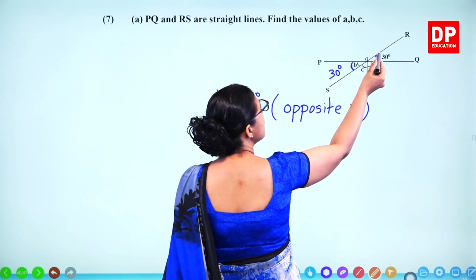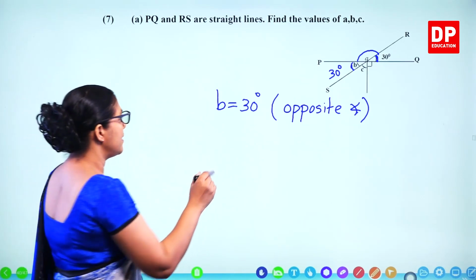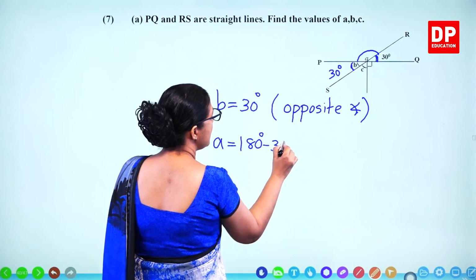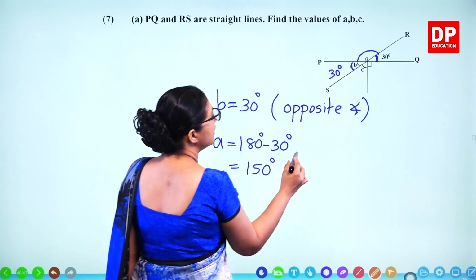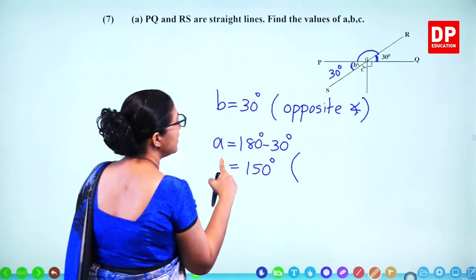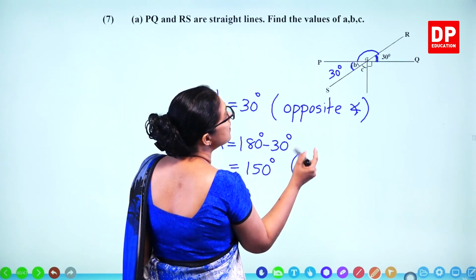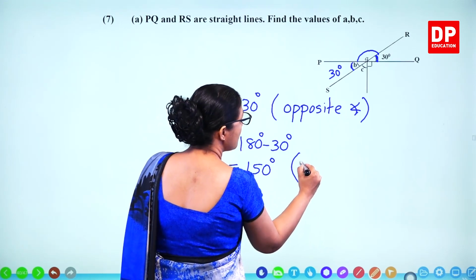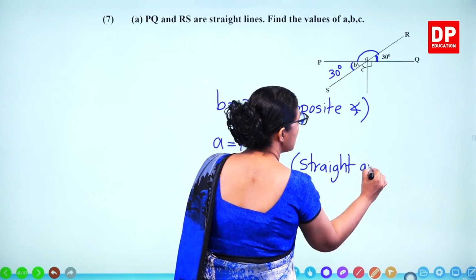Opposite angles are equal. And then how do you find A? A is 180 minus 30 because PQ is a straight line. So what's A? 180 minus 30. You get 150 degrees. That's angle A. Just because of straight angle, you have to write down what is the reason? Straight angle.